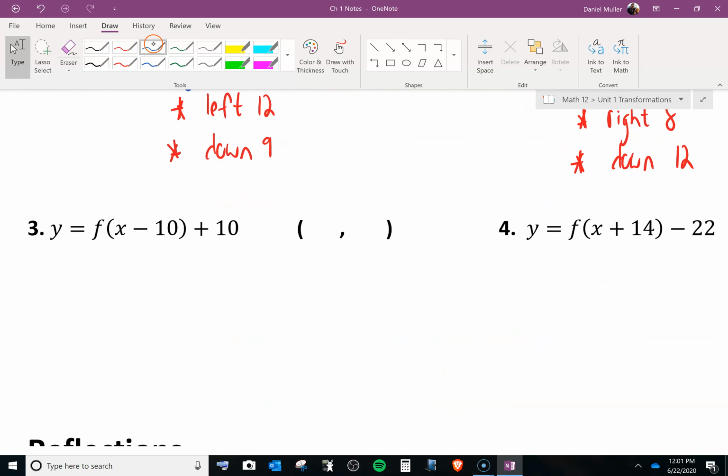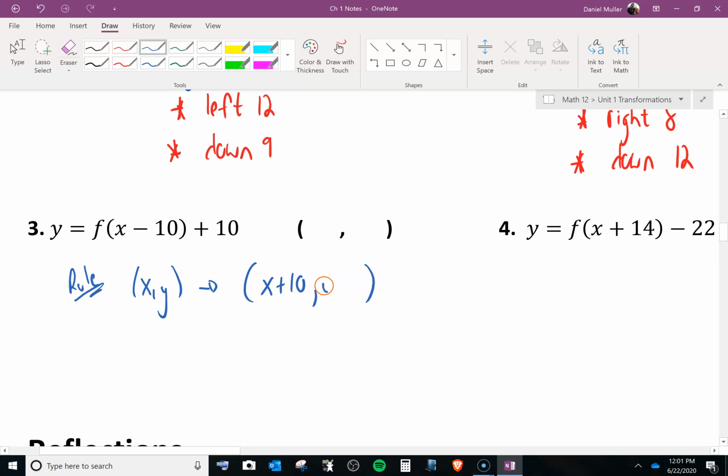Okay, so what's my rule for this? So I take any point, and the x has minus 10, so I'll do the opposite. I'll add 10. And outside of it, it's the y. It says add 10, so I'll add it. So they're both being added. Even though it says minus, you do the opposite for the x. So that's my rule. Now in the x, if you add 10, that means move it right. So you're going to be moving it right by 10. Why is it right? Because you're adding it.